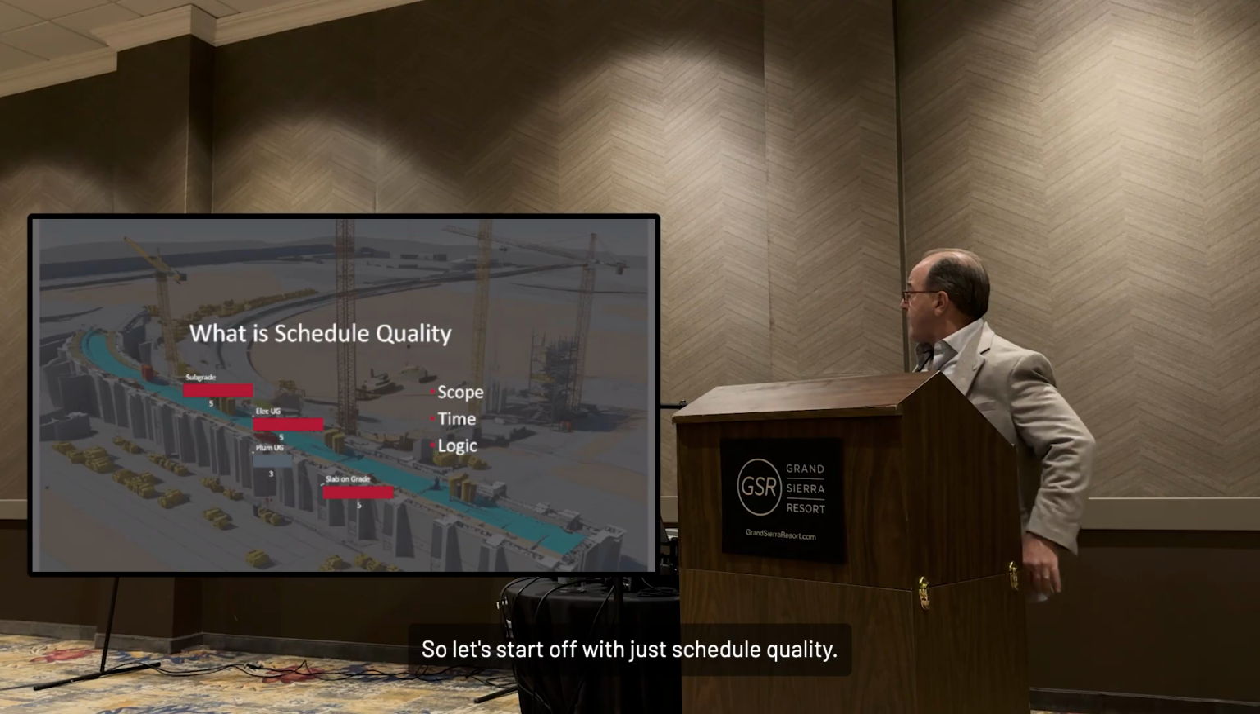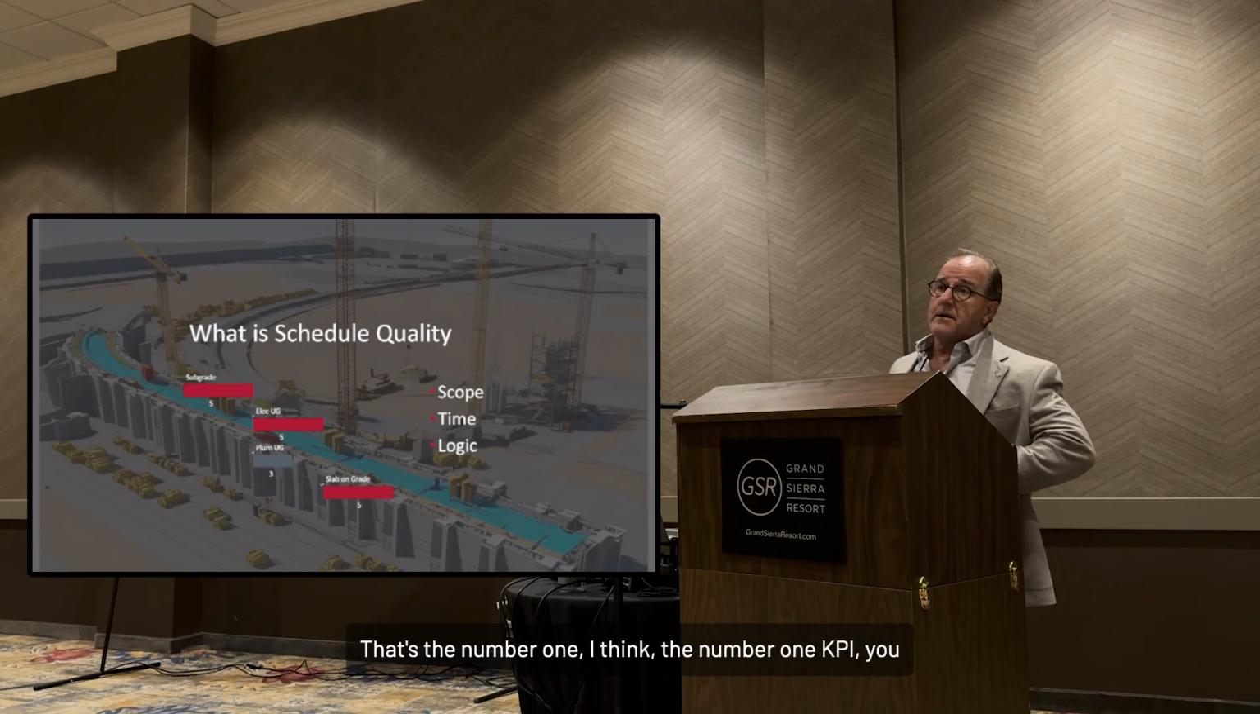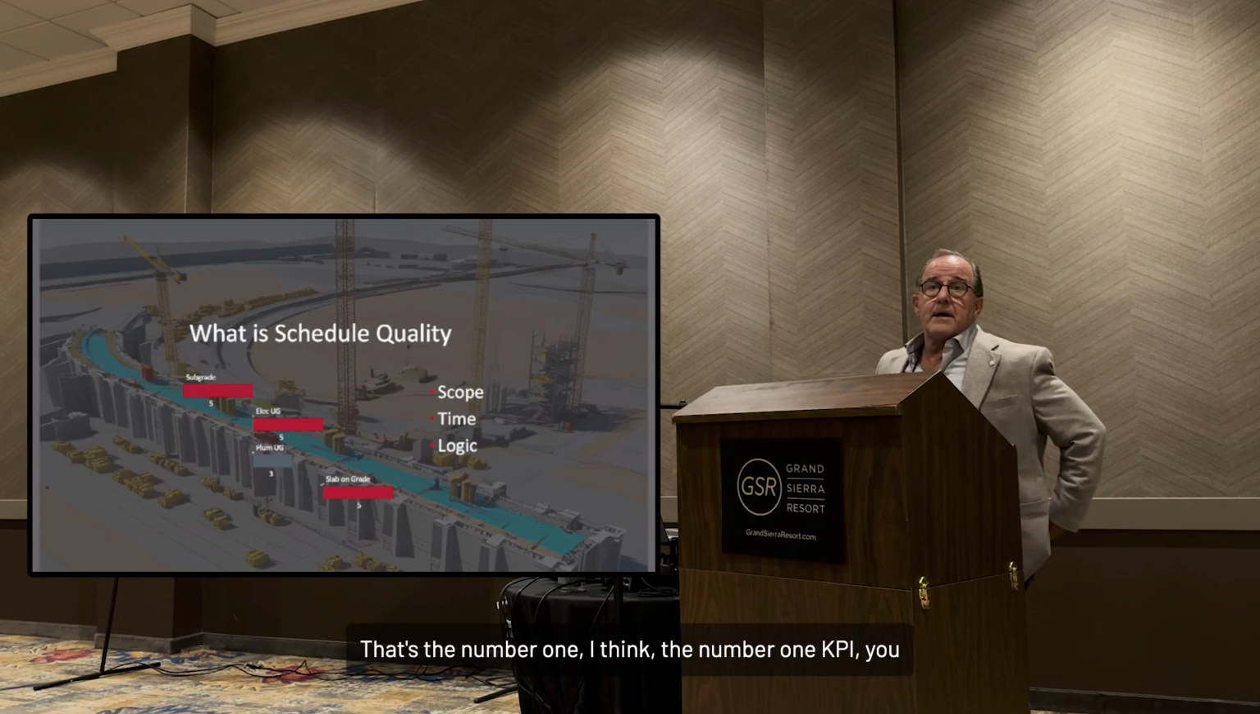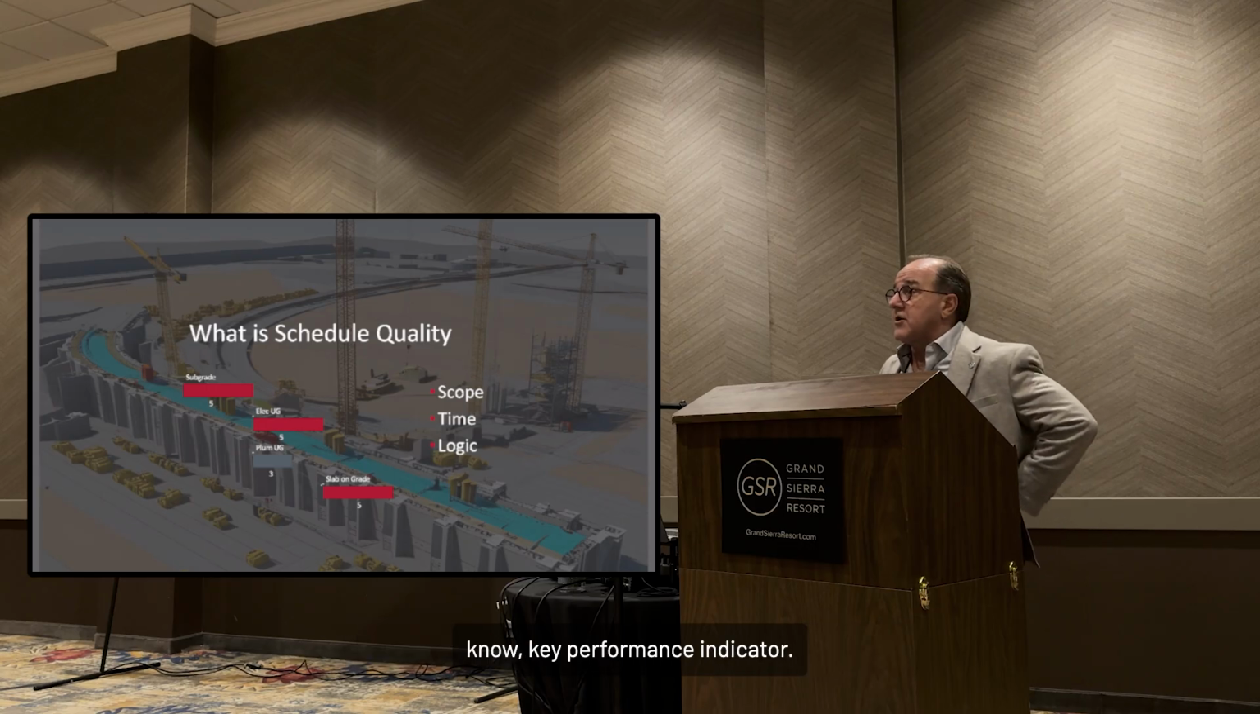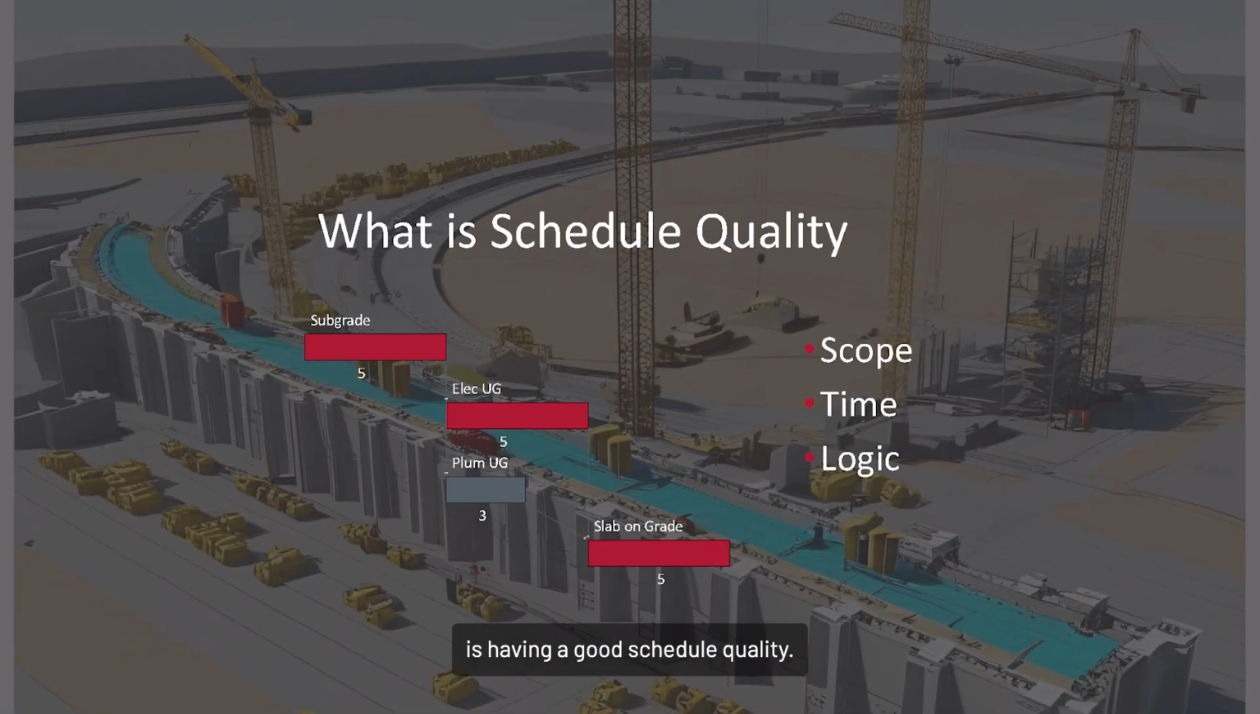So let's start off with just schedule quality. That's the number one, I think, KPI, key performance indicator. It kind of starts there, with having good schedule quality. If you don't have the quality in your scheduling preparation and your schedule development, the rest of the reporting is going to have some serious defects. But schedule quality really addresses the scope, the time, and the logic or the relationships in a schedule. That's what most of your schedule quality components are centered around.